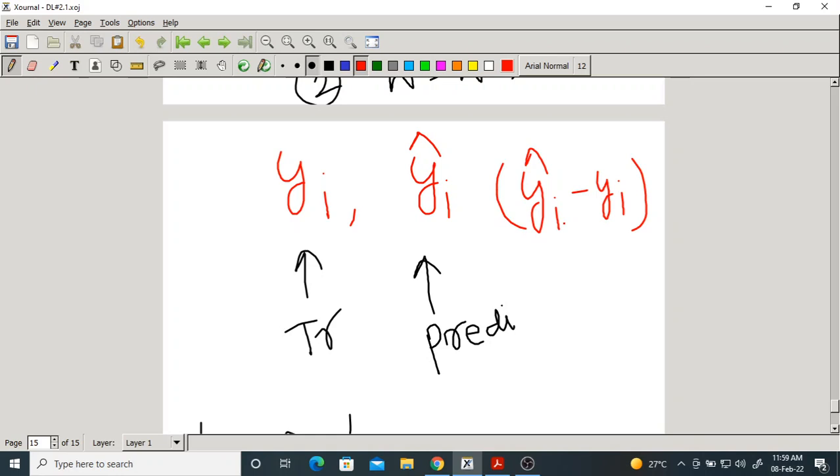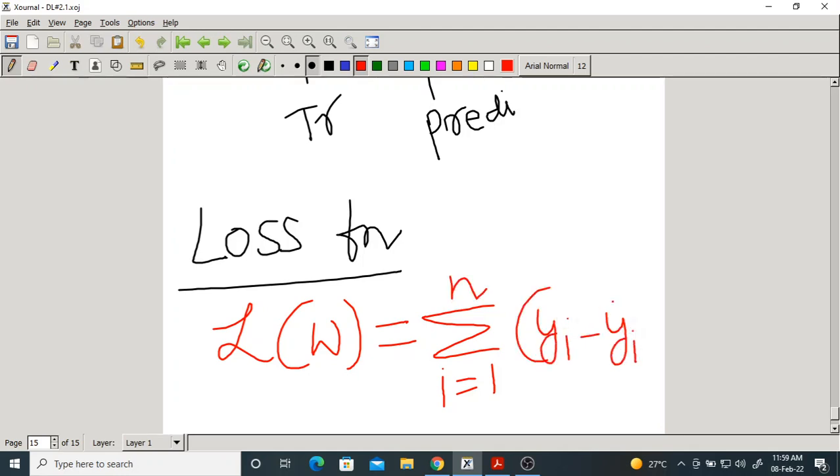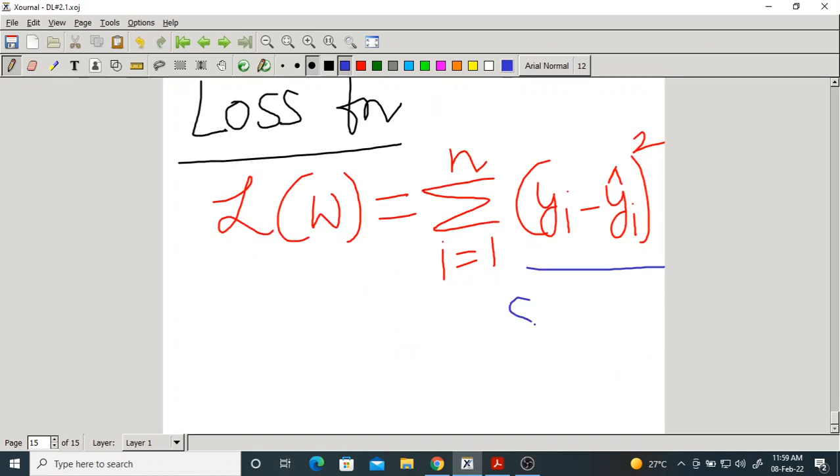But we take the square of the errors. What do we say? We say summation i equal to 1 to n, (yi minus yi cap) whole square. Please remember, we take the square of the errors. Always we take the square of the error or loss. Okay.